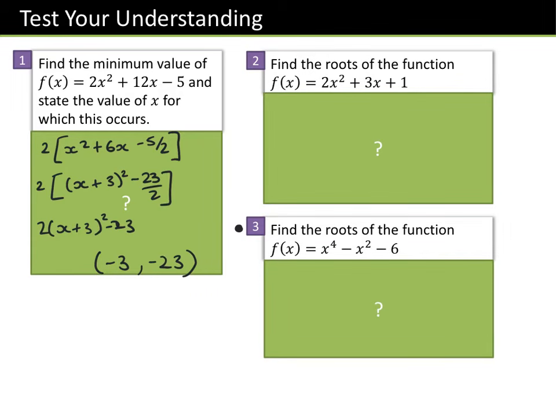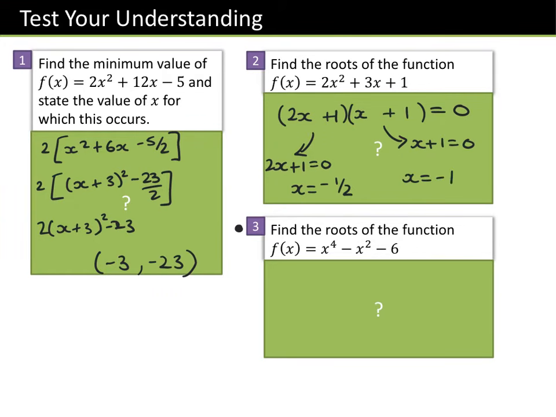For the second one, we're finding the roots of the equation. So we're going to have to factorise. So 2x plus 1 times x plus 1 equals 0, okay? So when does this bracket equal 0? Well, 2x plus 1 equals 0 when x equals negative a half. And this bracket, x plus 1 equals 0 when x equals negative 1. So these are the roots.